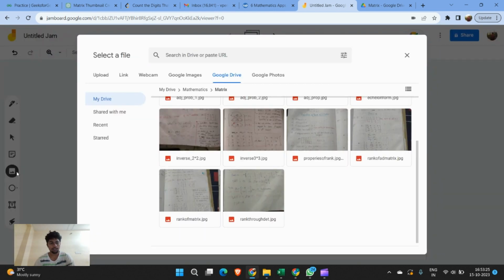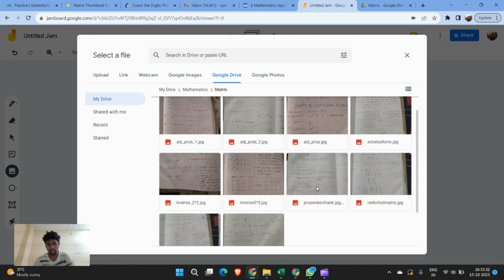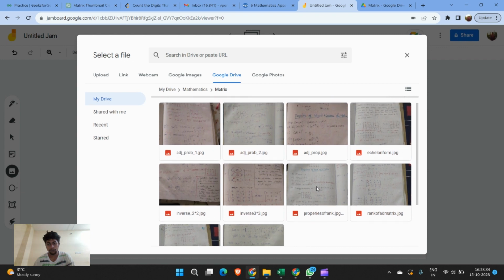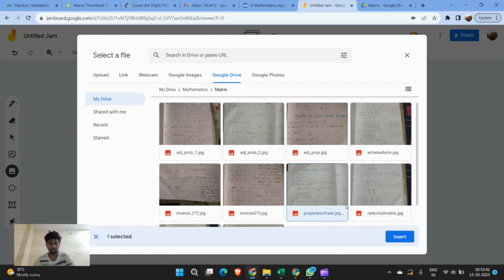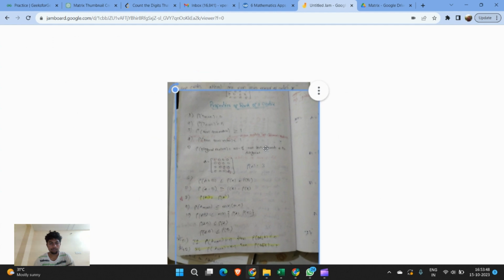So now, the rank of that matrix is done. Then we'll observe what the properties of the matrix are. Then we'll go to echelon form to find the rank of the matrix. So these are the major properties.